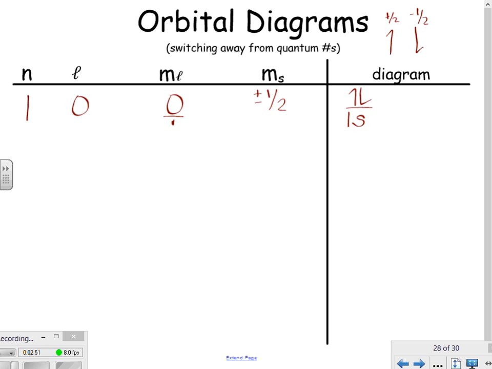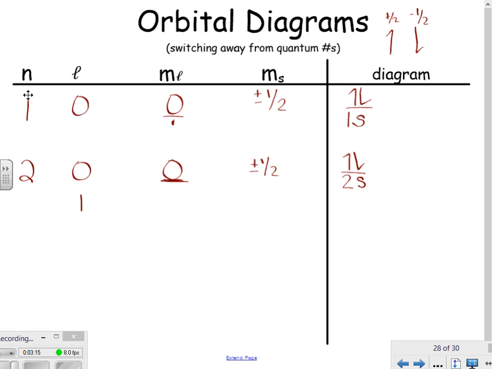Let's go to our second energy level. You have 2 possible L values, 0 and 1. When our m sub L is 0, we can have a plus and minus 1/2. So again, we have 1 m sub L value, so we're going to draw one line. Put under it this time a 2s. It could have an up arrow, it can have a down arrow.